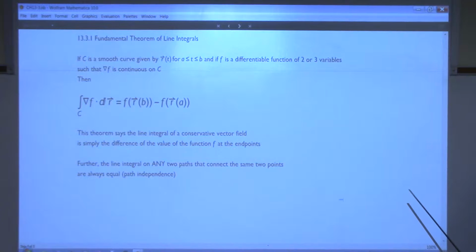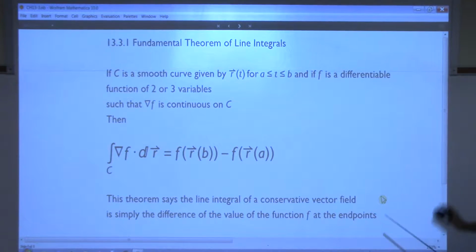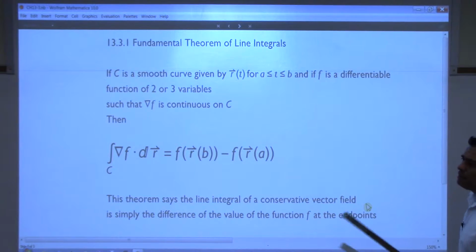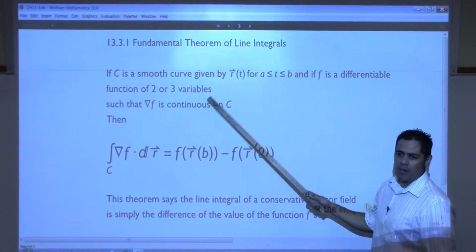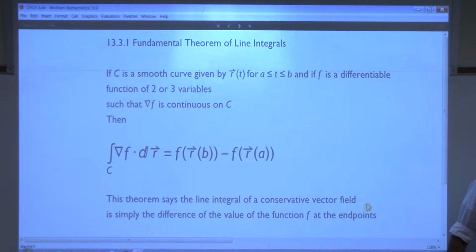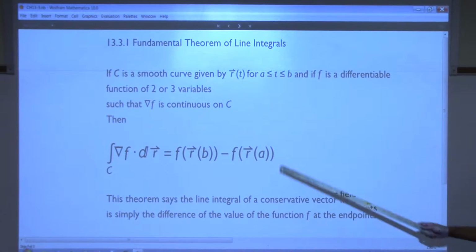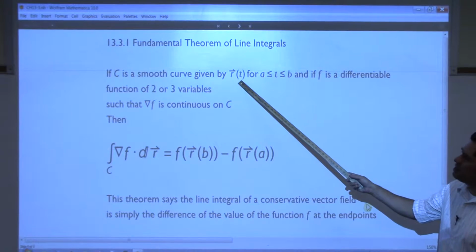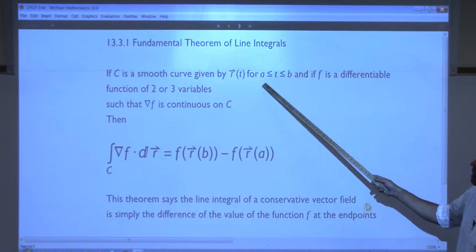All right. Make this a little bigger. So here it is. If C is a smooth curve, smooth meaning we're not going to have any weird, jaggedy edges on it, it's given to us by the vector function r of t. We're given a time interval from A to B.